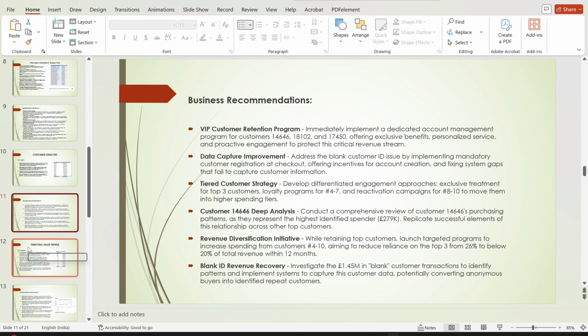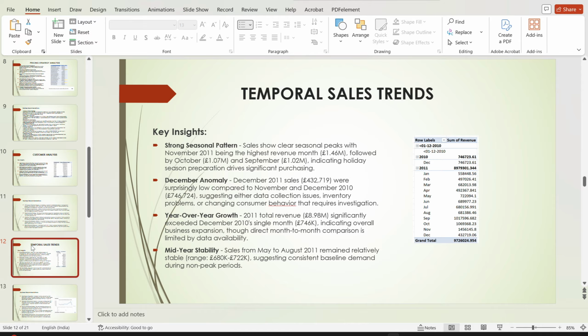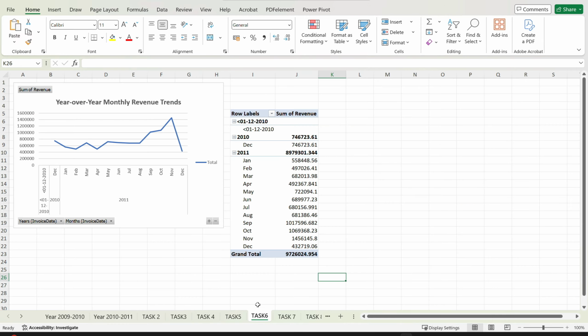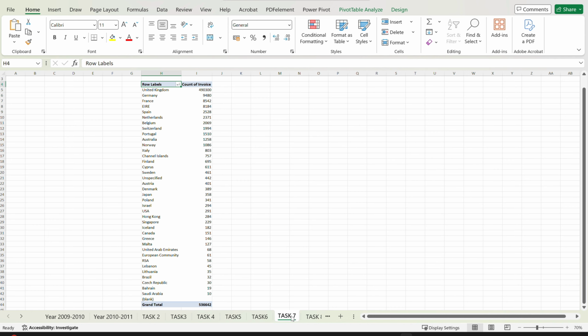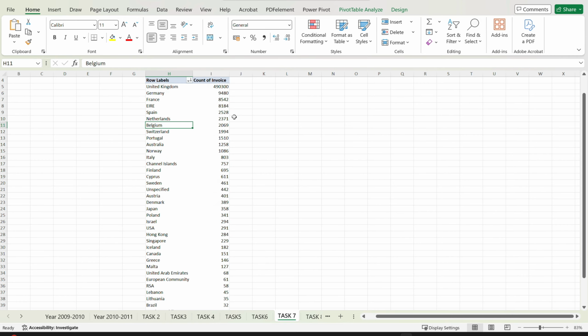And moving to temporal sales trends, analyzing the monthly trends showed clear seasonal patterns with November being the peak sales month. I used the TEXT function to extract months and created a line chart to show the sales fluctuation. And moving to task 7, geographically, the United Kingdom dominates with 91 percent of transactions.